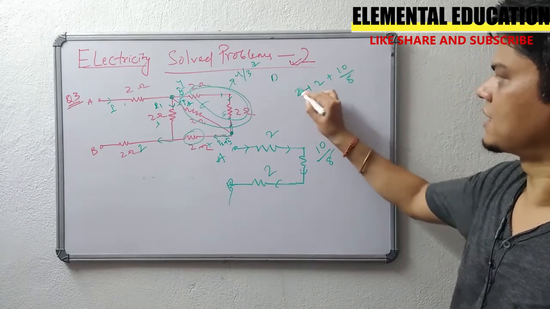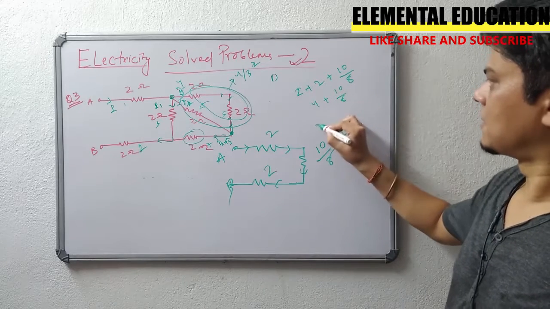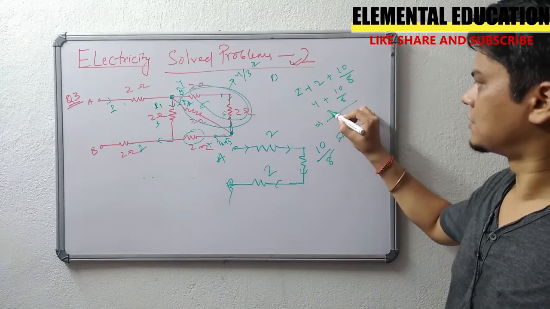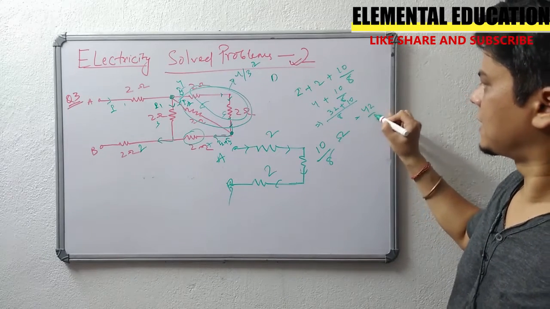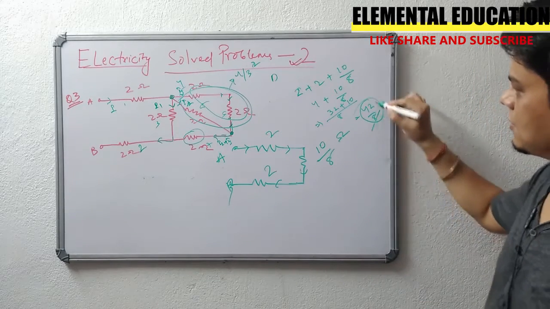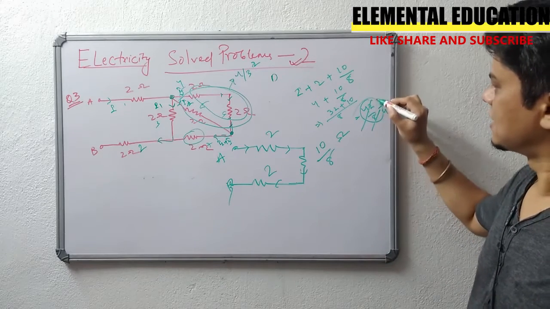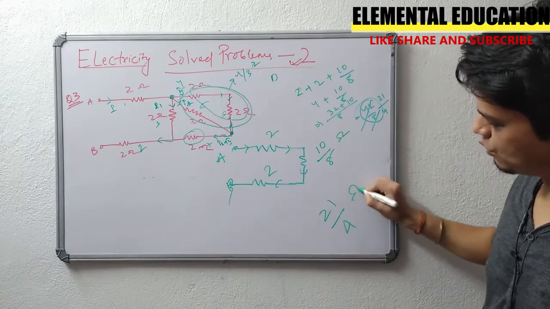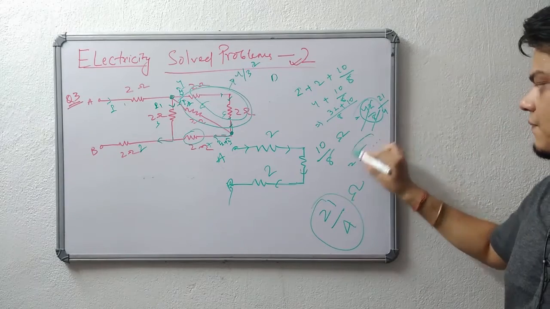What is the value here? 2 fours are 8 plus 10 by 8. Now 8 in the denominator. 8 fours are 32. Plus 10, that is 42 by 8. If I divide it by 2, what will be the value? 4 and this is 21. So 21 by 4 ohm is the resistance value. It is approximately 5 point something.